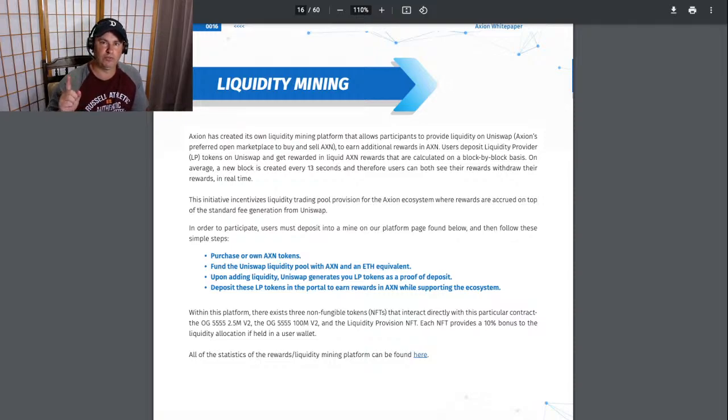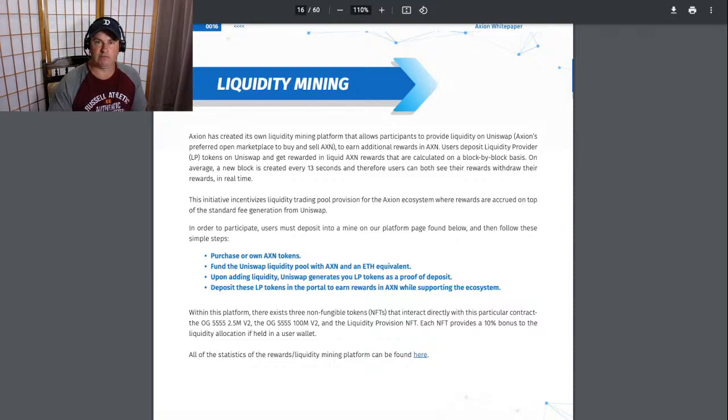So there are really two main steps. You provide Ethereum and Axion on Uniswap to help the liquidity in the buy and sell pool, or the trading pool, and then in return you get what they call liquidity provider or LP tokens, and those LP tokens will give you a share of the fees on the Uniswap platform. But in addition, Axion has decided to offer a reward incentive on top of that, which is very, very exciting.